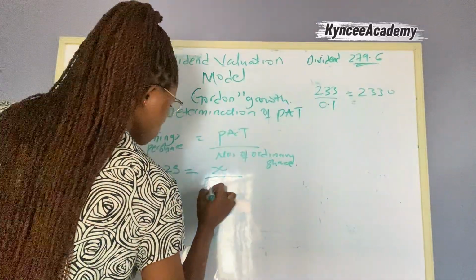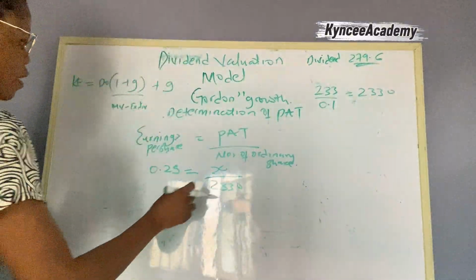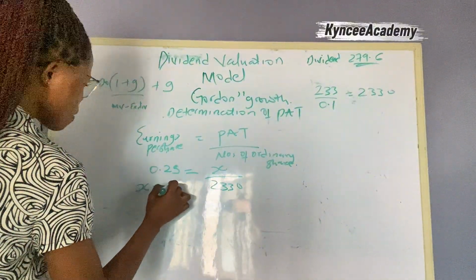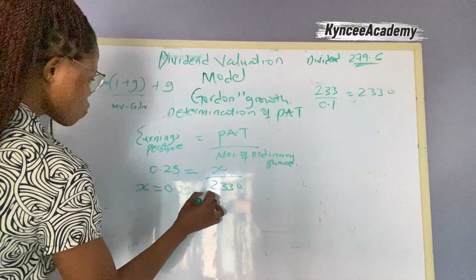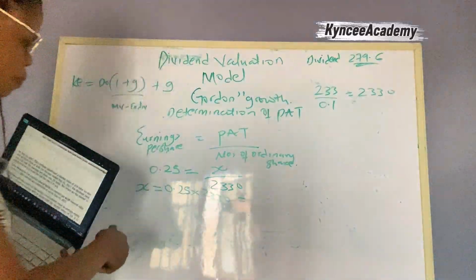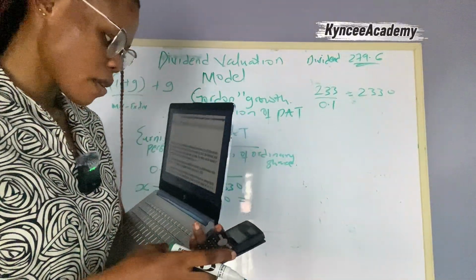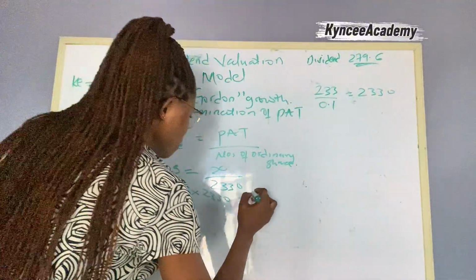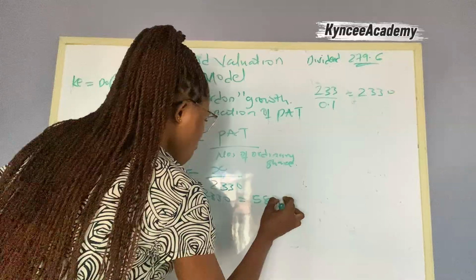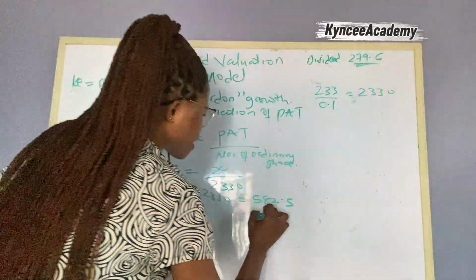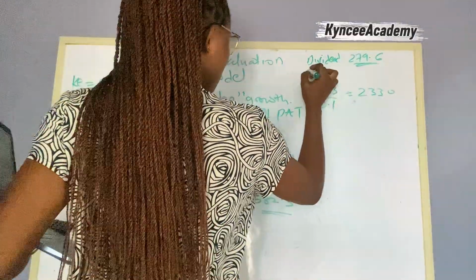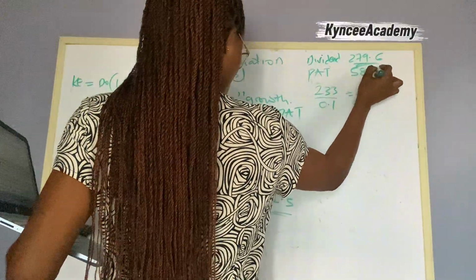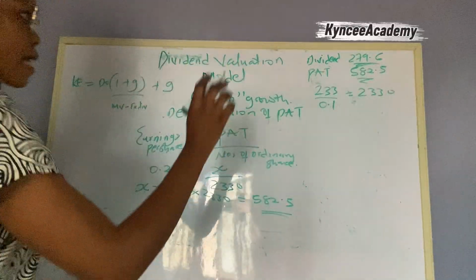So you now say 2330. Now we will not cross multiply again. You now say x is equals to 0.25 times 2330, which is equals to 2330 times 0.25. We now have 582.5. This is our part. So we'll keep it here again. Part is 582.5. So that's our part.